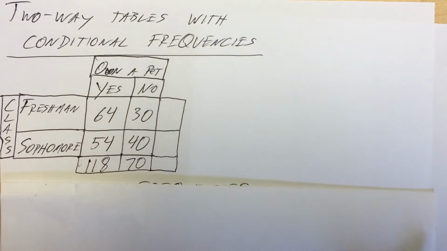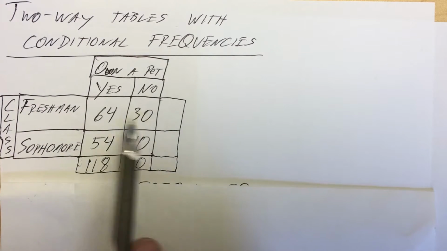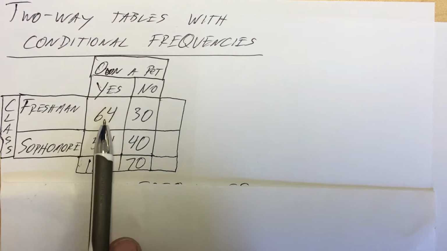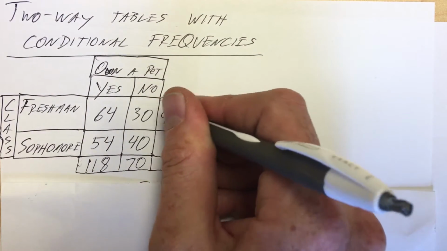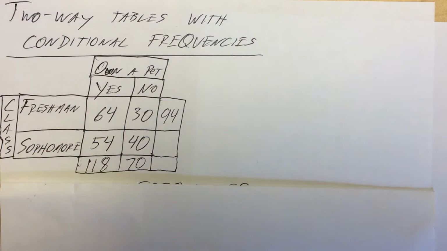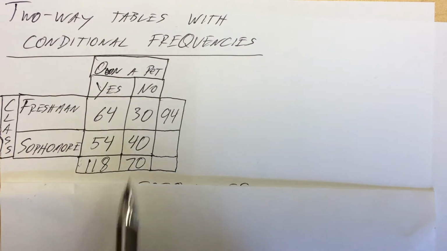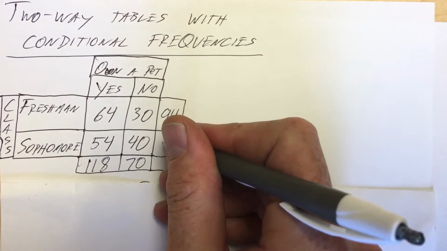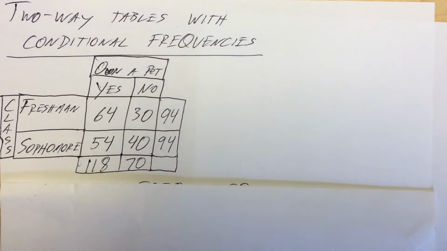Going across the table for the rows, 64 freshmen said yes, 30 freshmen said no. If we add those together, that gives us a total of 94 freshmen in the survey. And again, 54 sophomores said yes, 40 sophomores said no. If we add those together, that would give us a total of 94 sophomores in the survey.